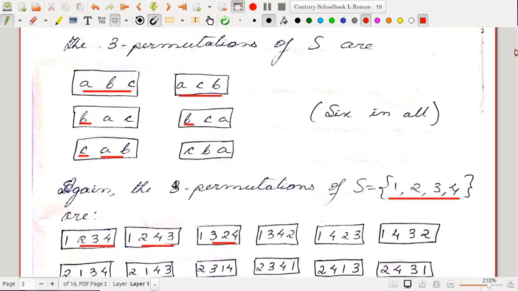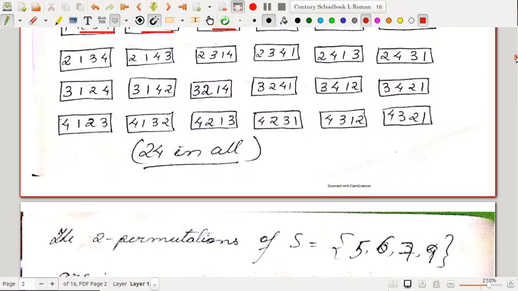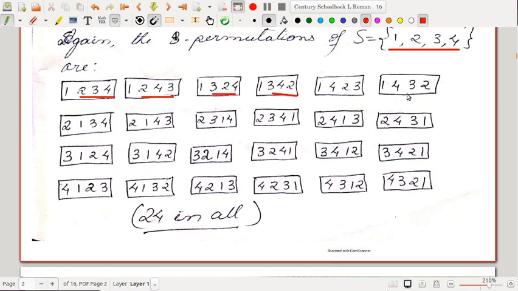objects, then the permutations are 6 in all. There are 6 ways of arranging. So we keep one fixed. Keep 1 fixed, then 2 3 4, 2 4 3, 3 2 4, 3 4 2, 4 2 3 and 4 3 2. These are the 6 arrangements of the remaining 3, right?